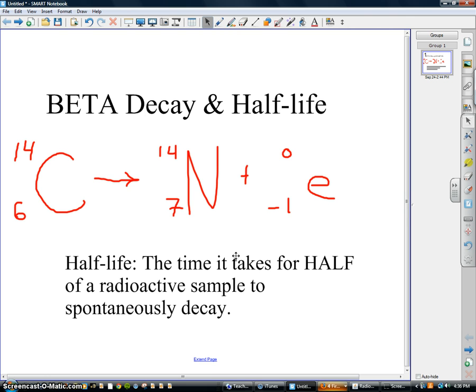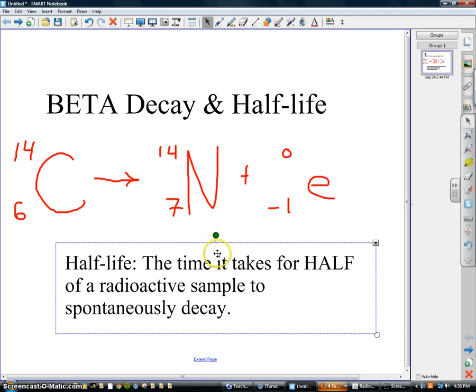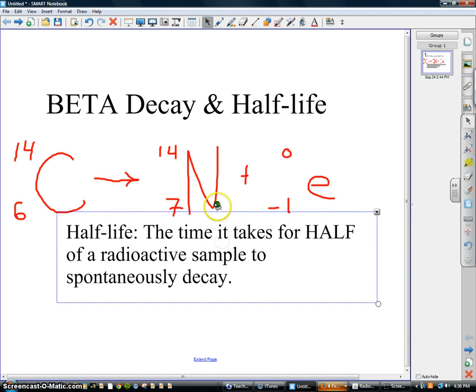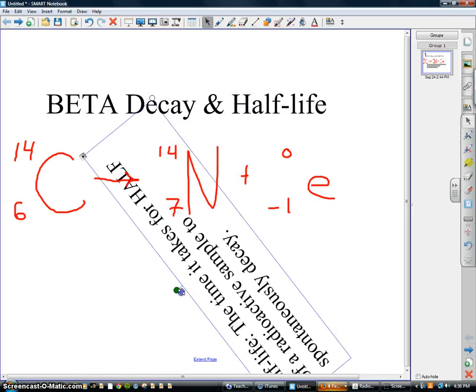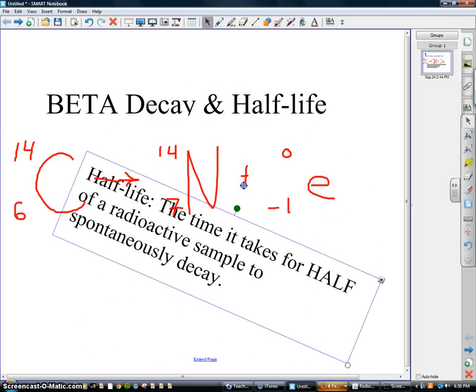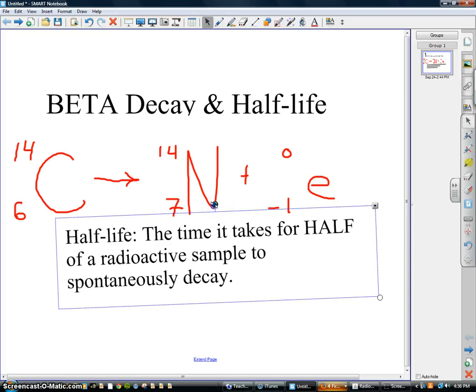Today's lesson will involve half-life. The key today is half-life. Half-life is the time it takes for half of a radioactive sample to spontaneously decay, as you can see from the rotating sign here.